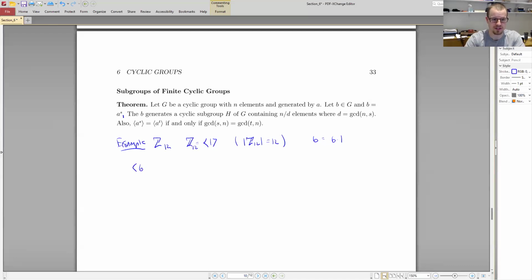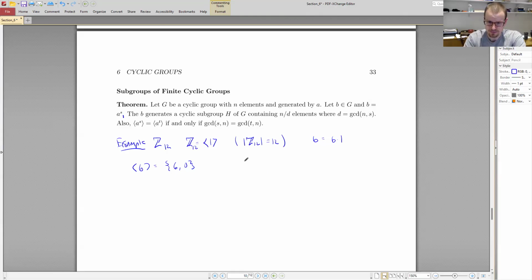Let's look at 6. What does 6 generate? Pretty simply here, it contains 6, of course, and then 6 plus 6 is 12. 12 mod 12 is 0, and then 0 plus 6 is just 6 again. So it actually works out to be this subgroup with just 2 elements in it. Okay, so it created this cyclic subgroup H. Fantastic. Now it's containing n divided by d elements, where d is the greatest common divisor of n and s.